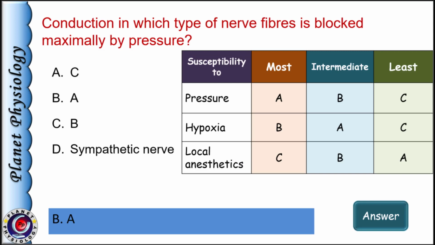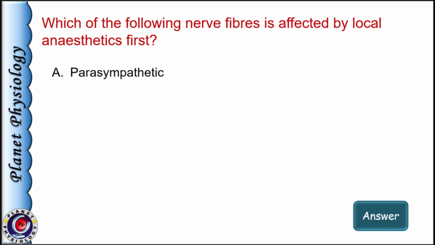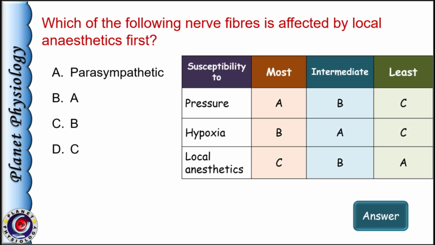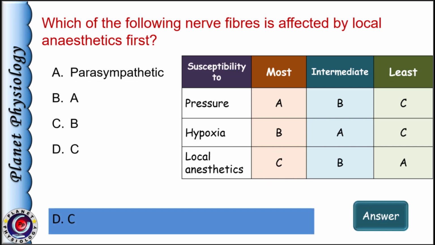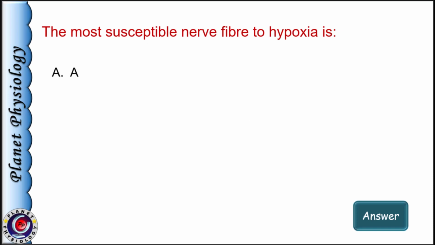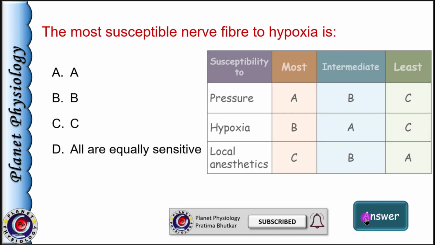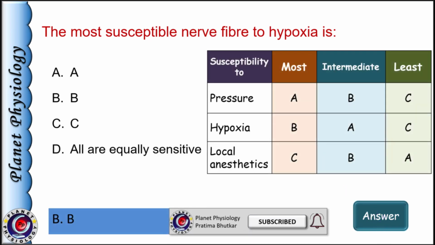Next question on the same facts. Which of the following nerve fibers is affected by local anesthetics first? Let us see the options. A, parasympathetic, B, A, C, B and D, C. So already we have seen this table. Local anesthetics, the fibers which are first affected are type C fibers. So the correct answer is option D, C fibers. Again an MCQ on the same fact. Most susceptible fibers to hypoxia is, and I think everybody will know the answer immediately, type B fiber.